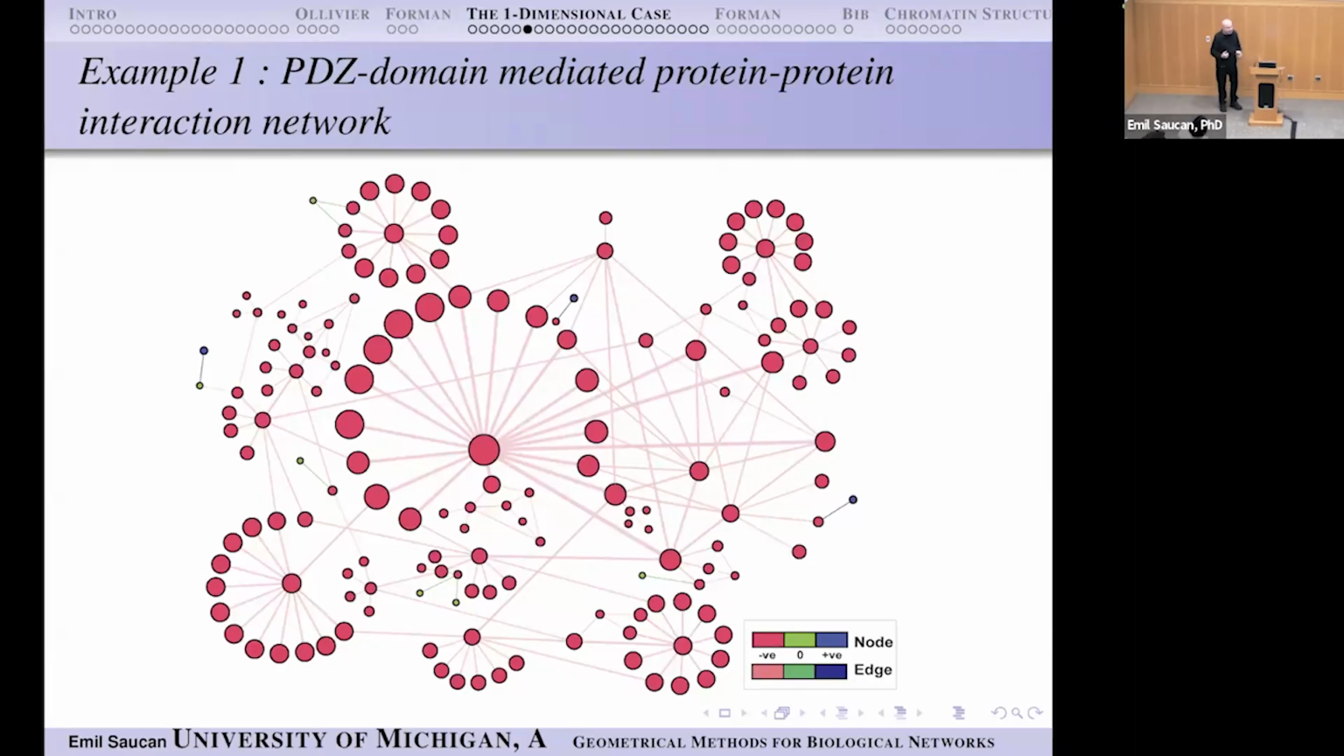Hopefully, not much mathematics for now. So this is a first example we published. It's a PDZ domain mediated protein-protein interaction network, and you'll explain to me what it means. But the nodes are bigger and the edges are thicker, the higher the curvature is in absolute value. Red means negative, green or blue means positive, so you see it's generally negative, this one. So it's interesting to picture, but doesn't say too much.